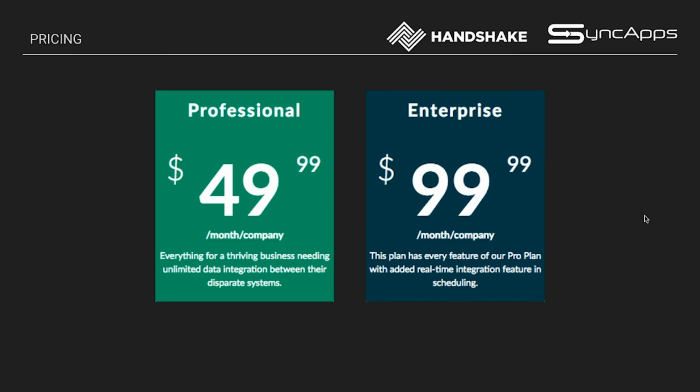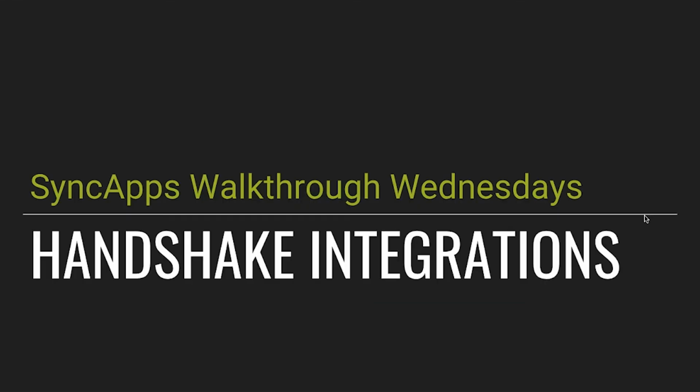So for the pricing, all of our Handshake integrations are available in our professional plans, which start at $50 per month per company, and also in our real-time enterprise plan, which starts at $100 per month per company. If you need more information about our pricing for Handshake integrations, you can always ask us through the chat box or through our support team.